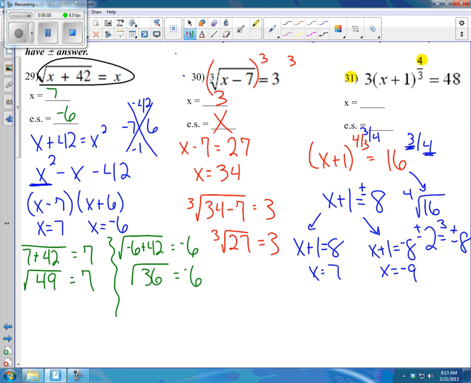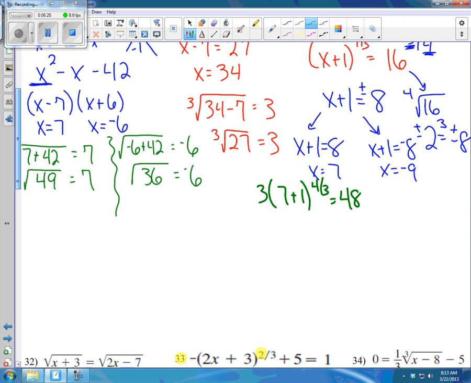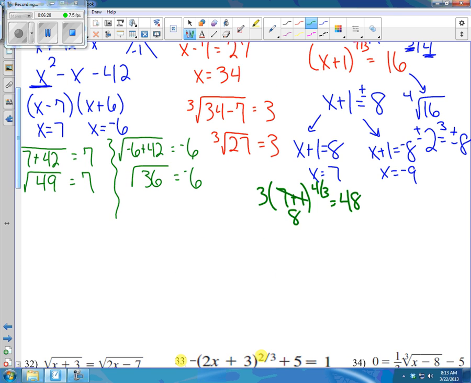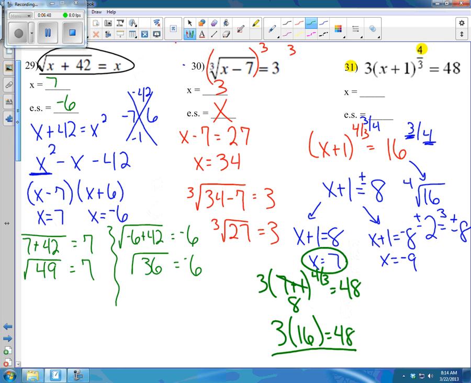And now I'm going to check to see which is extraneous. So I'm going to put 7 back into my original equation. So here we go. And I want to see, if I do the math, does it give me 48? So starting with parentheses, that's 8. And then 8 to the 4/3 power on the calculator, it's going to give me 16. And then does the left equal the right side? Yes. 3 times 16 is 48. So 7 is an answer that works. So I can go ahead and put that into my x spot up here.